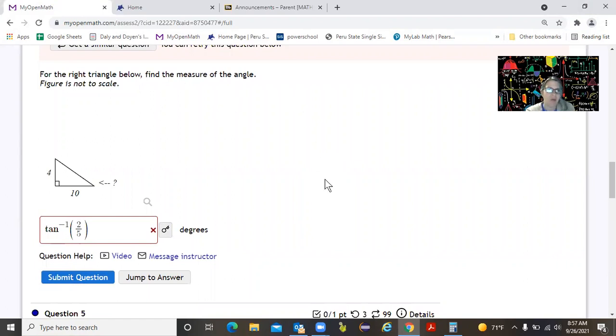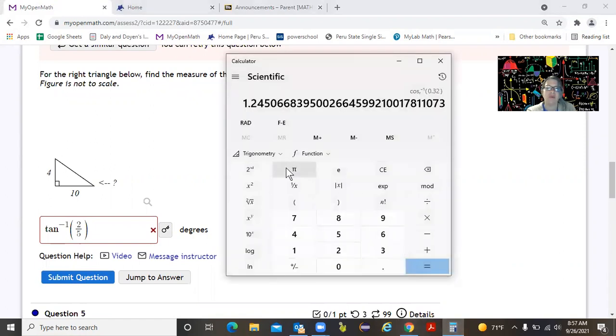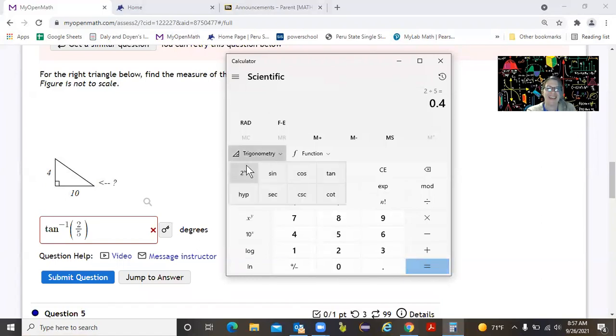It didn't specify that in the question itself, but it says it down here. So we need to know what the tangent inverse of 2/5 is. So we'll pull up our little calculator. I'm going to put in 2/5. Oh, I guess I didn't need to do that. And then we're just going to do second tangent of that.